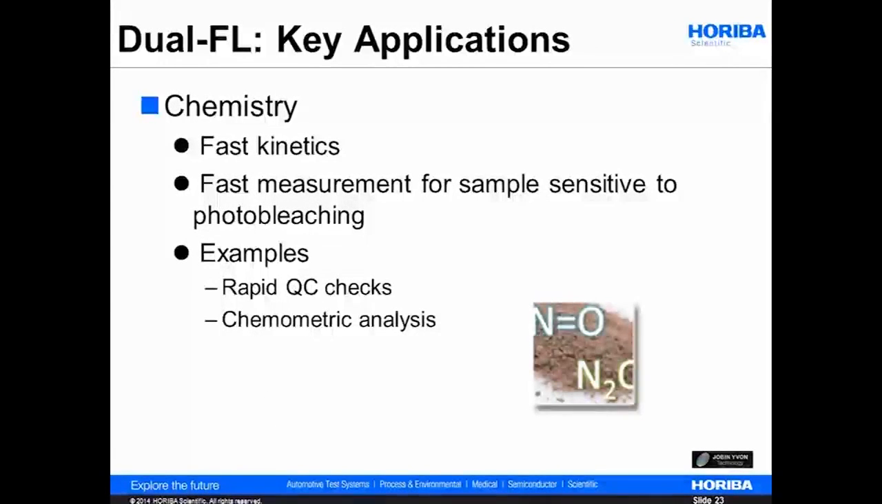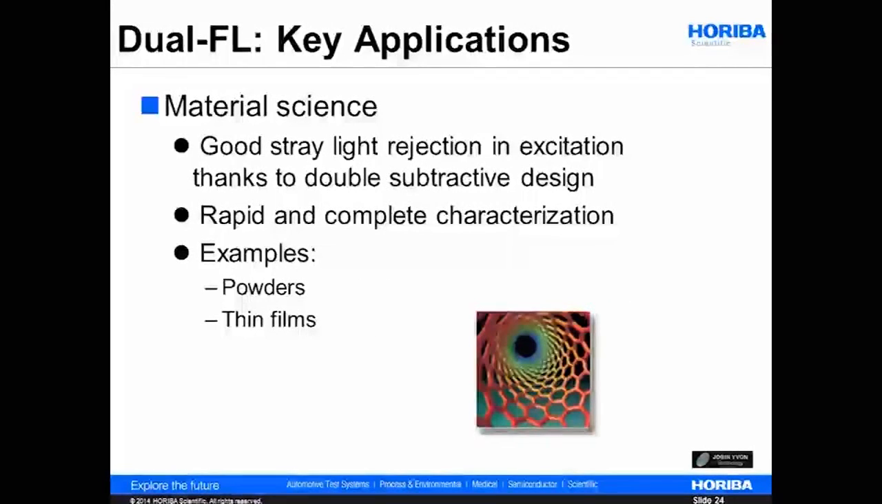In chemistry, the possibility to access the full spectrum within seconds or less would enable following kinetics at high speed. It would also prevent delicate samples from photobleaching. Thanks to its optical geometry, with a double subtractive monochromator at the excitation side, the dual FL features a low level of stray light, making it ideal to analyze diffusing samples, such as powders. Again, the 3D data collection will give information about material structure, mixtures, or contaminants in a very fast and convenient way for material science applications.